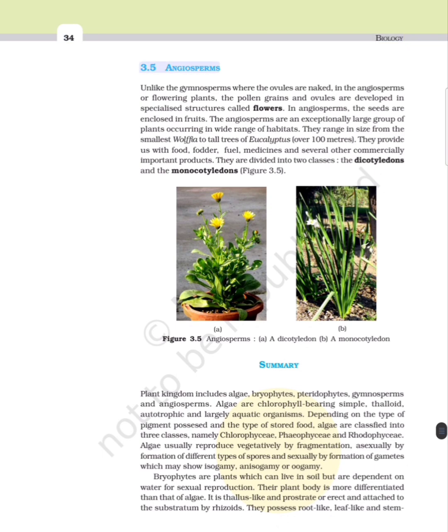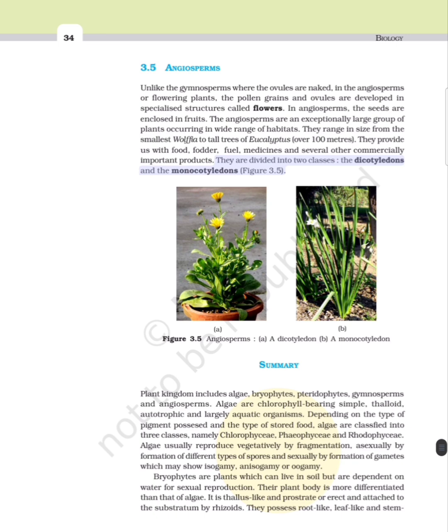Angiosperms. Unlike the gymnosperms where the ovules are naked, in the angiosperms or flowering plants, the pollen grains and ovules are developed in specialized structures called flowers. In angiosperms, the seeds are enclosed in fruits. The angiosperms are an exceptionally large group of plants occurring in a wide range of habitats. They range in size from the smallest Wolffia to tall trees of Eucalyptus over 100 metres. They provide us with food, fodder, fuel, medicines and several other commercially important products.